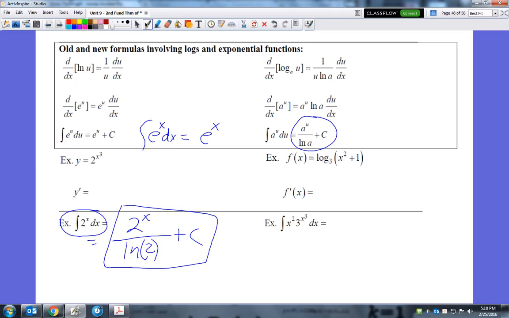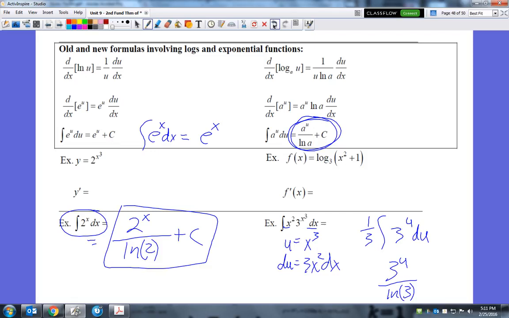Okay, so this one's a little bit involved. We have to use substitution. Let u equal x cubed. So du is equal to 3x squared dx. You see the x squared and dx got picked up right here and here. So we will rewrite 1/3 of, not e, 1/3 of 3 to the u du. And again, we're going to use this law right here. It's the carbon copy divided by the natural log of the base, so the natural log of 3 plus c. The 1/3 gets multiplied back in, as well as the u substitution.